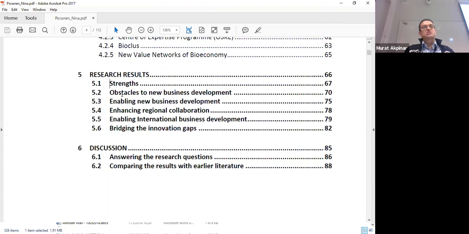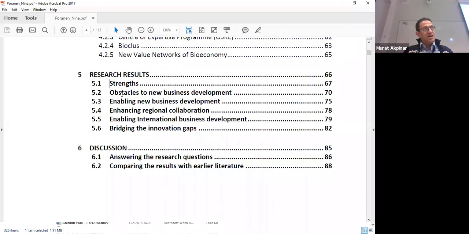Obstacles to new business development. That was the second sub-question. Enabling new business development. That was the other, enhancing regional collaboration. I think that was the third one. And enabling international business development. That was the last one. So she has structured her results chapter according to the questions. And then look, the last one, bridging the innovation gaps. That comes from the framework.